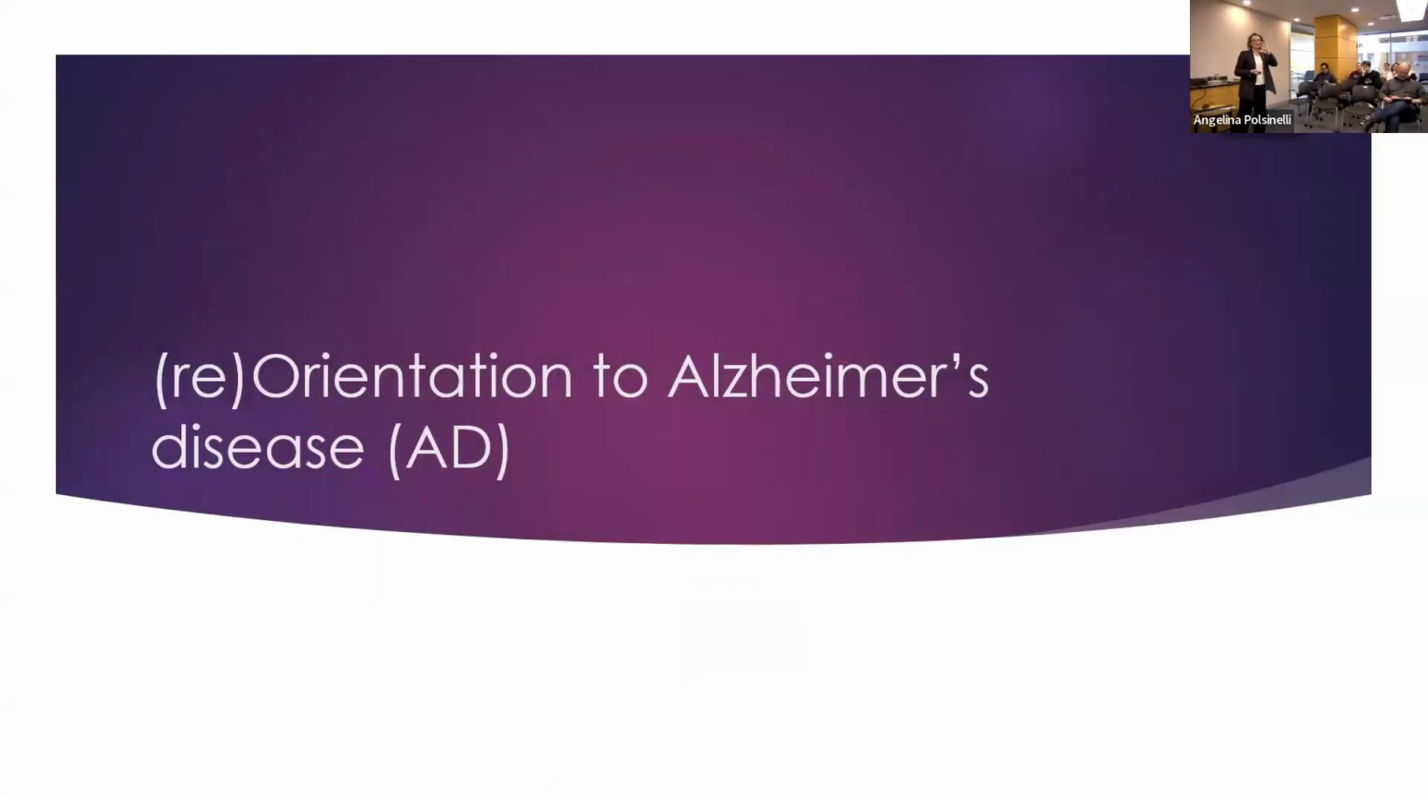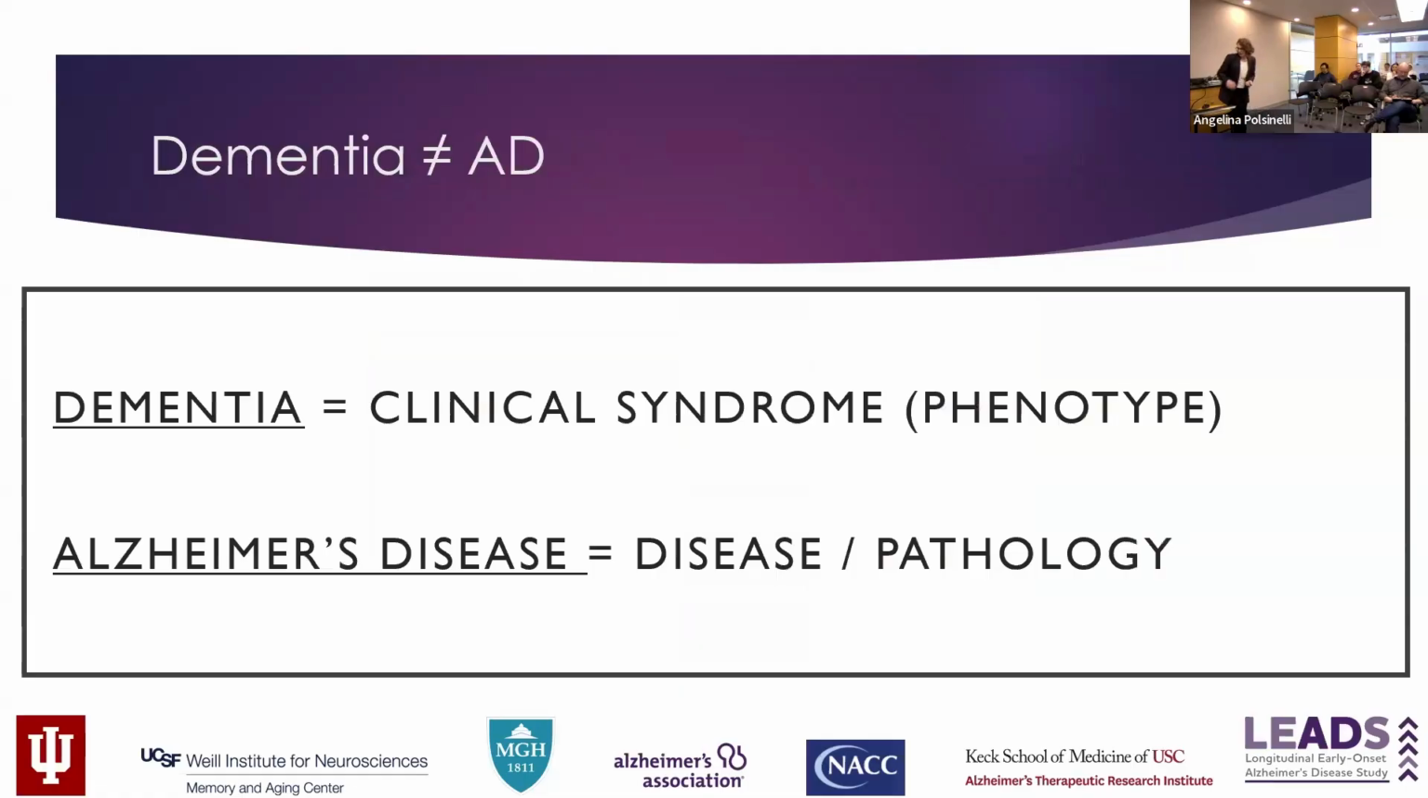Might not be as familiar with Alzheimer's disease, I'm just going to quickly hit some highlights. So this might be an orientation to Alzheimer's disease for some people or a reorientation for others. But just to make sure we're all on the same page with the terms I'm using, when I use the word dementia, I'm talking about a clinical syndrome. So I'm not speaking to the etiology, the cause, or the pathology of the problem. I am just speaking to the clinical syndrome of cognitive impairment, functional impairment.